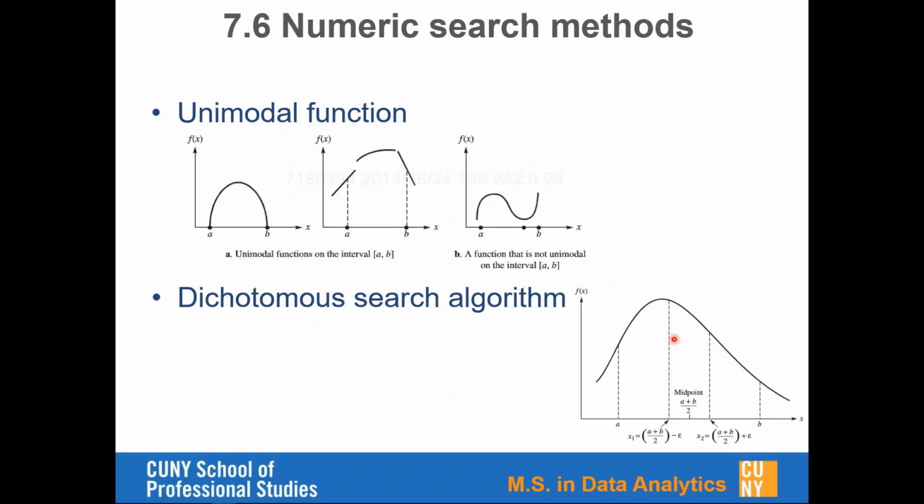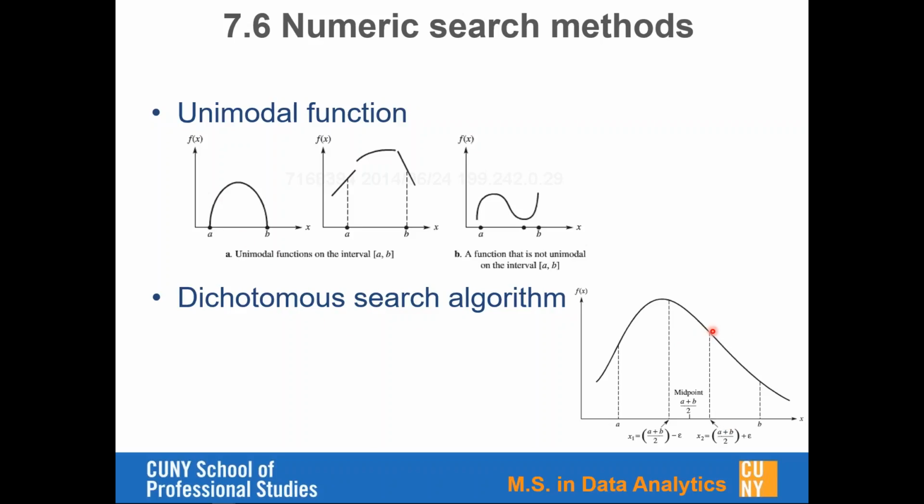Okay, and for numeric search methods, we have unimodal functions. Potentially, we could find local minima or global optimum solutions. These types of solutions are something that we briefly discuss in the textbook. And then one of the approaches is called the dichotomous search algorithm.